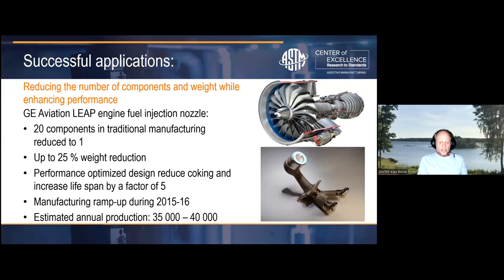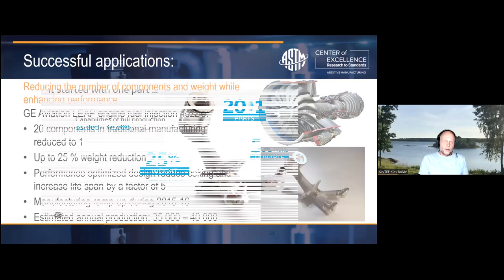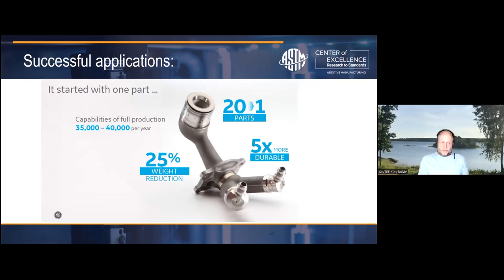In 2015 and 16, they ramped up production. They expected the annual production to be around 35 to 40,000 pieces. And this is industrial manufacturing in aerospace. Or this is the way GE says it: start with one part, they need to do 35 to 40,000 per year. 20 parts into one, 25% weight reduction, five times more durable.